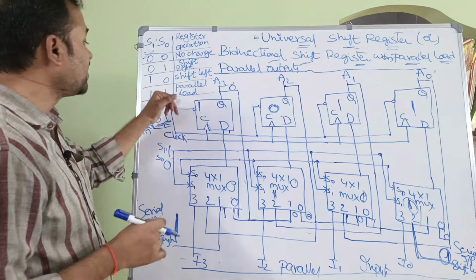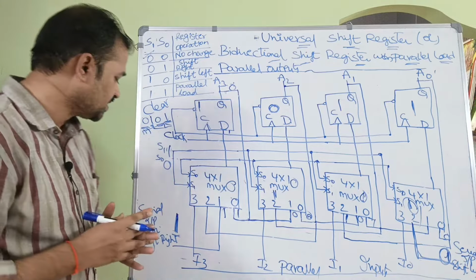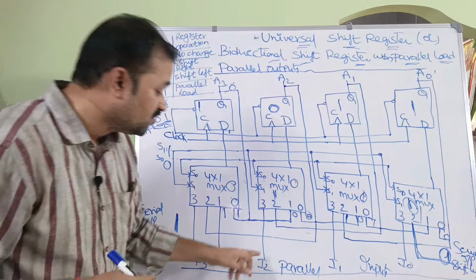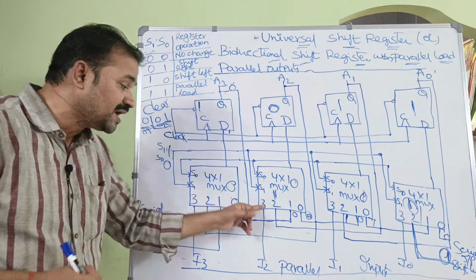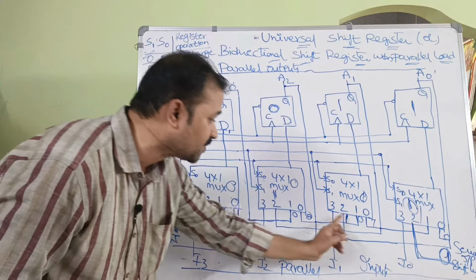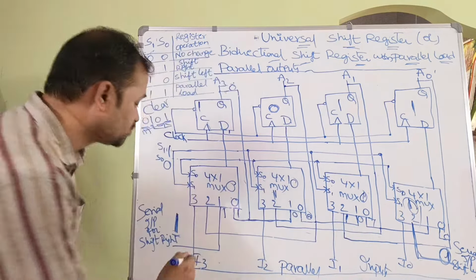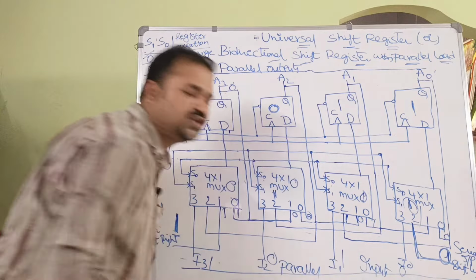And the last one is 1 1. 1 1 stands for parallel load. Parallel load is very simple. For parallel input, we use the third input line of the multiplexer, I3, I2, I1, I0. Let the inputs be 1 0 1 0.